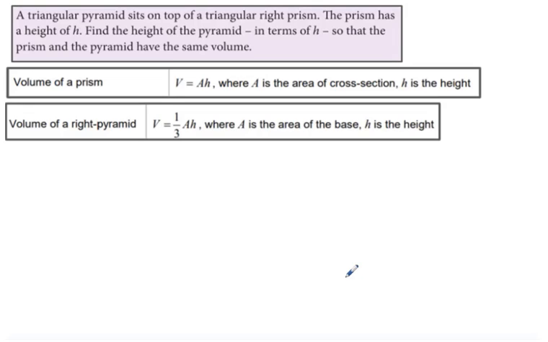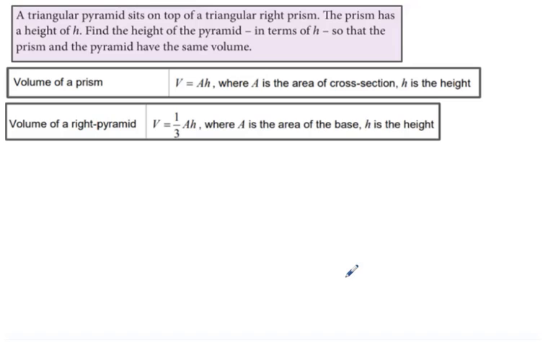A triangular pyramid sits on top of a triangular right prism. The prism has a height of h. Find the height of the pyramid in terms of h so that the prism and the pyramid have the same volume. So you should really know these formulas.